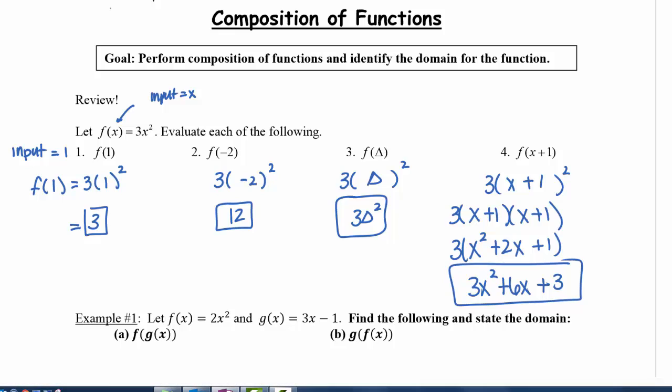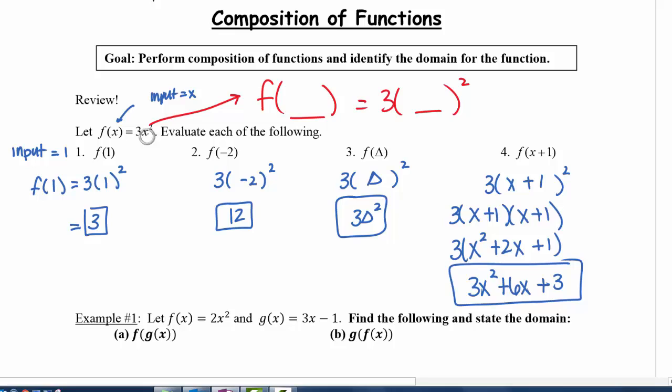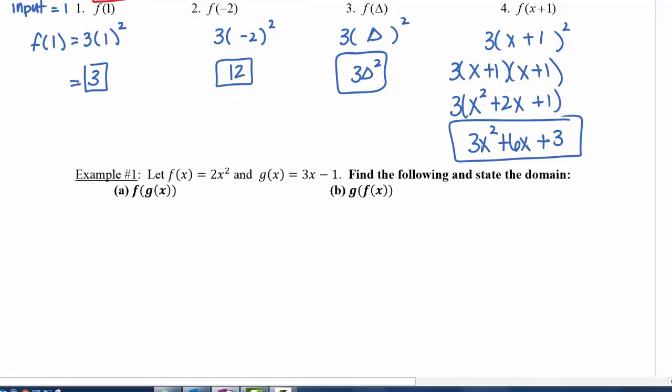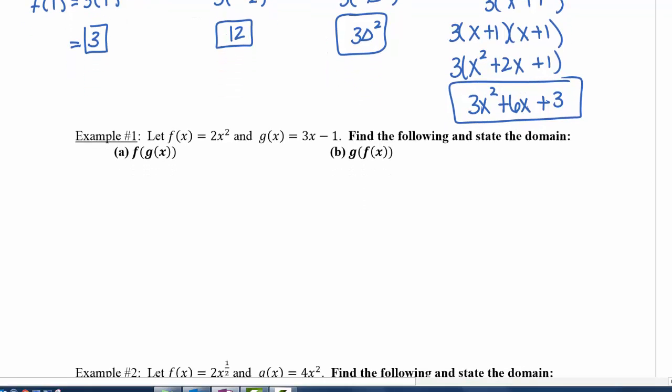So for all of these, for f of x, I had f of something is equal to 3 times something squared. That was for this specific function. And we're going to use that idea as we move forward, because now when I say composition of functions, I mean that I'm going to put another function inside here. So let's do example 1.